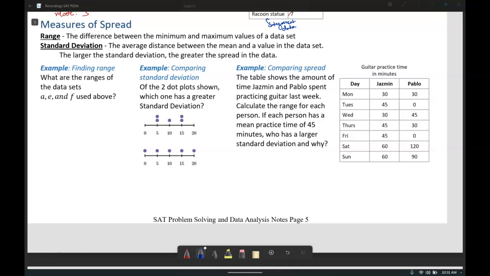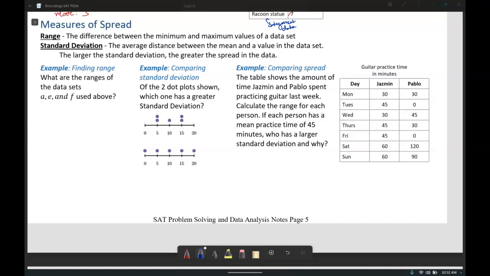Let's continue on with our introduction on statistics and talk about measures of spread. Our two most common measures of spread are range and standard deviation. Range is simply the difference between the minimum and maximum values. It's a basic subtraction. While standard deviation is the average distance between the mean and a value in the data set. So we're basically calculating the amount that every single data point deviates from the mean.